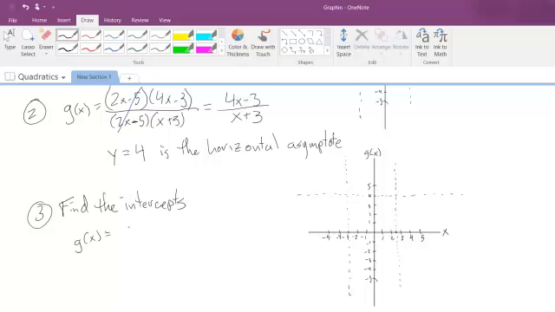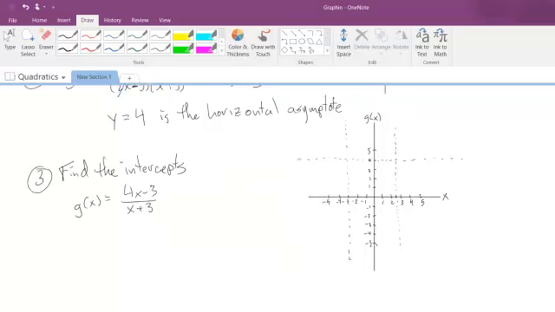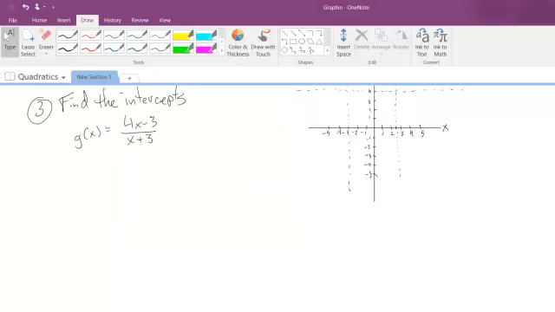Now that it says g of x equals (4x - 3)/(x + 3), we're set to find the x-intercepts. Well, there's only going to be one. You find the x-intercepts by setting g of x equal to 0, and that's only going to be 0 when the numerator equals 0. You don't want the denominator equal to 0. We remember that. So 4x equals 3. We divide by 4. We see that we have x equals 3/4. That's going to be an x-intercept.